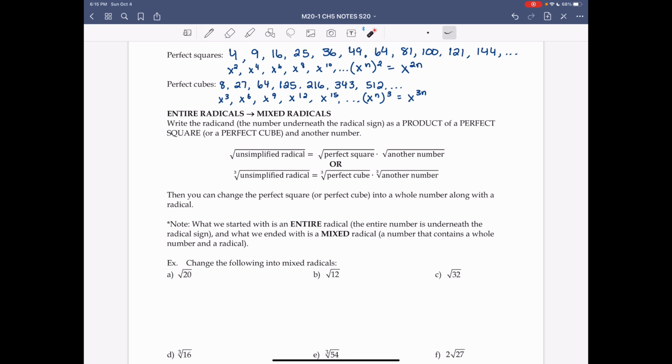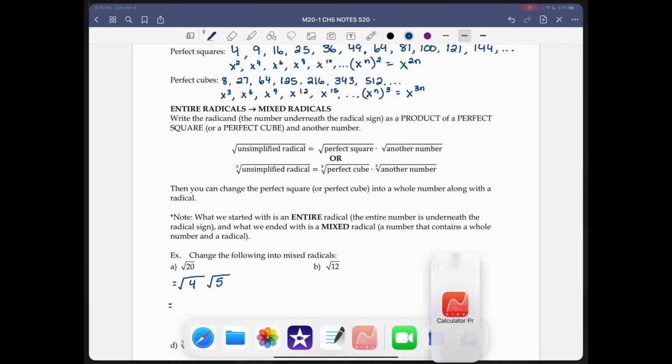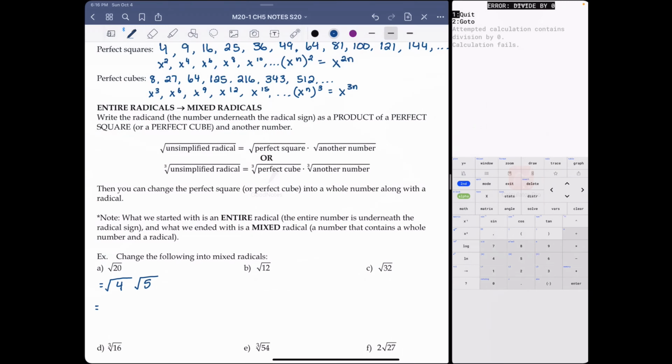So our options here are 4 and 9, because those are the only perfect square numbers that are less than or equal to 10. Does 9 divide 20? No, it does not. Does 4 divide 20? Yes, it does. What do we get when we divide 20 by 4? We get 5. So we write square root 20 as the square root of 4, which is a perfect square, times the square root of 5, because 4 times 5 equals 20. What is the square root of 4? I'm going to bring up my calculator, although I'm sure you should all know that the square root of 4 is 2.